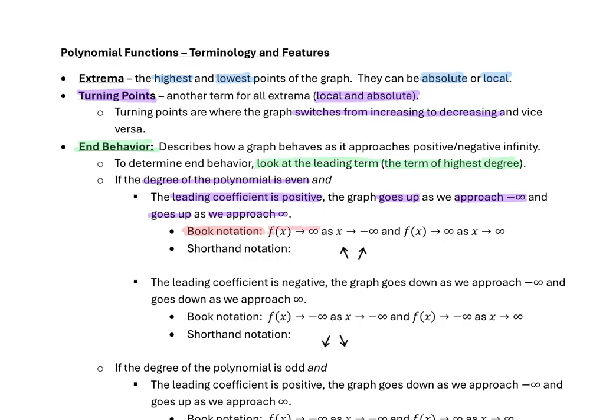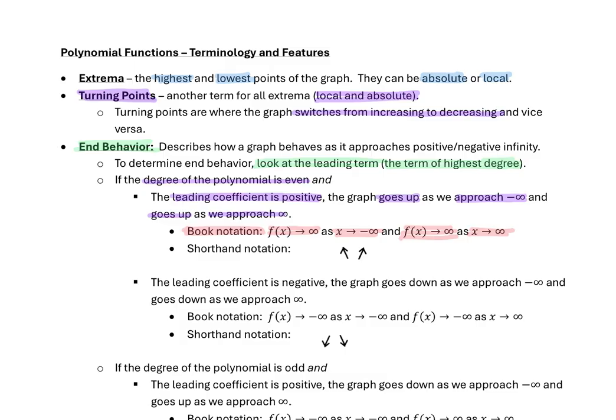f of x, the y's, approach positive infinity as x approaches negative infinity, meaning as we go to the left, we go up. And f of x approaches positive infinity as x approaches positive infinity, meaning that our graph goes forever up to the right.